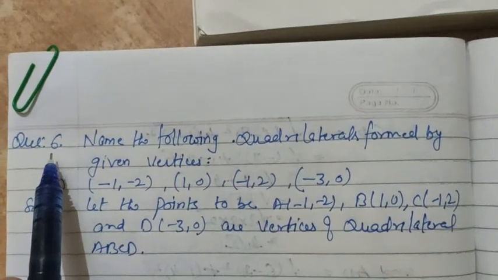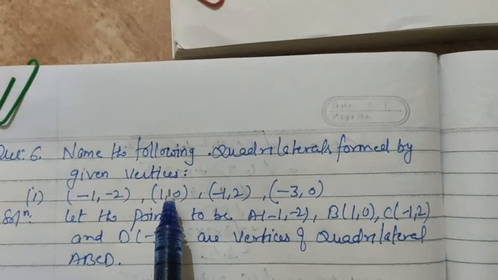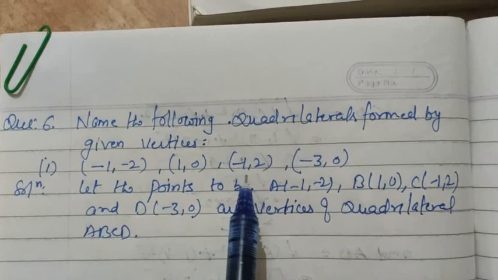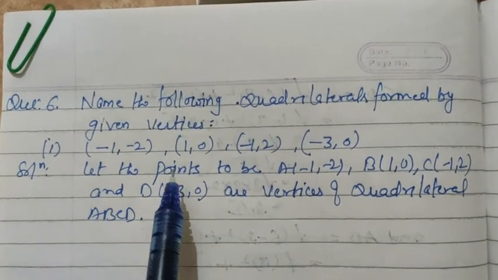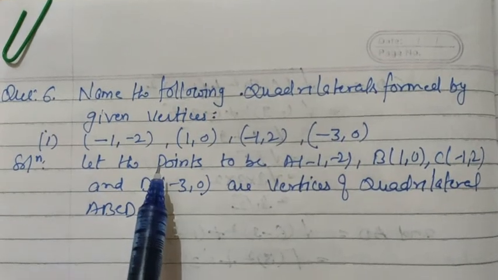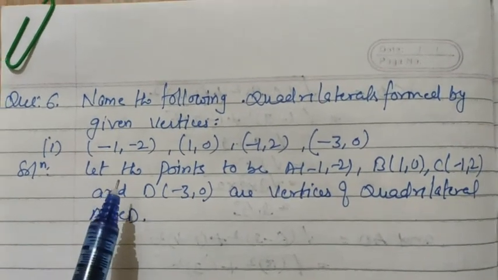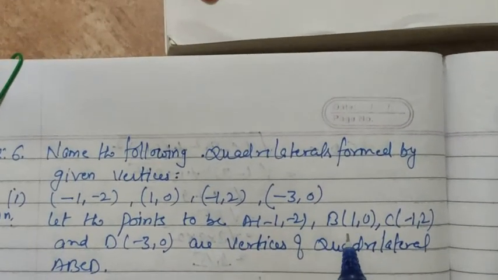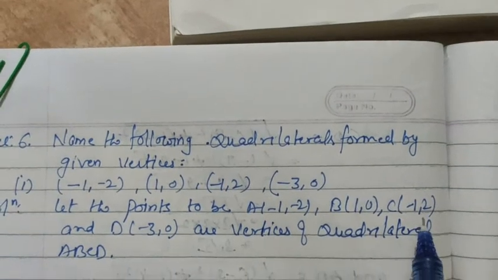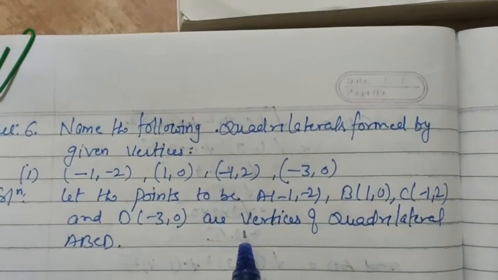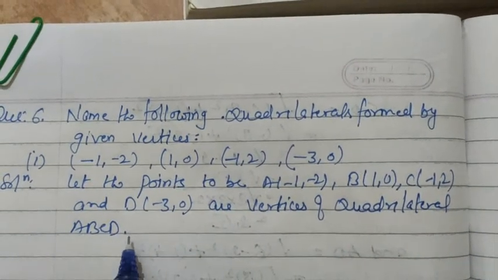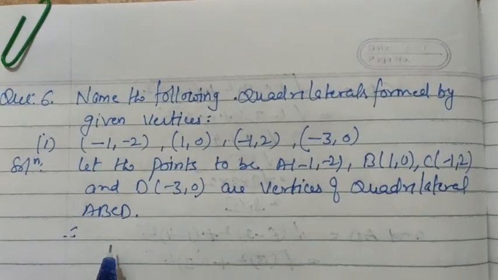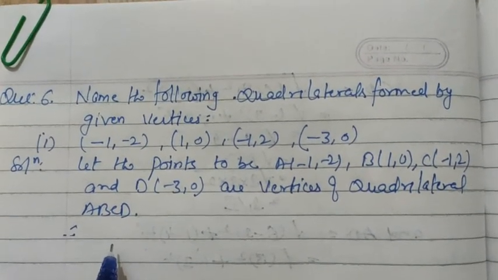In the next problem, that is question number 6, name the following quadrilaterals formed by the given vertices. So we have given the vertices, and we are to name these quadrilaterals, whether these are squares, rectangles, parallelograms, or rhombuses. Let the points be A(-1, -2), B(1, 0), C(-1, 2), and D(-3, 0), the vertices of quadrilateral ABCD. So by using the distance formula, we are to find all the four sides and two diagonals of the quadrilateral to check which type of quadrilateral this is.